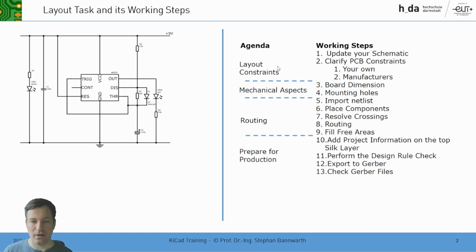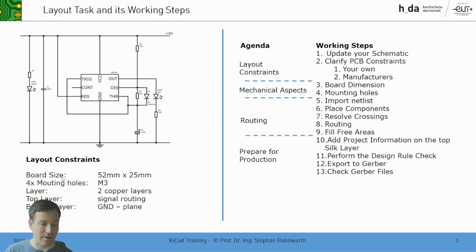If we have a little bit a closer look, we will cover the following working steps. First, update your schematic, maybe something has changed. Clarify PCB constraints. This is divided into 2 questions. The first question is your own constraints. So this means in our case, for example, board size, we define it's 52 millimeters by 25 millimeters. For mounting holes, we take M3 screws. We say we take a 2 copper layer board, so top layer and bottom layer.